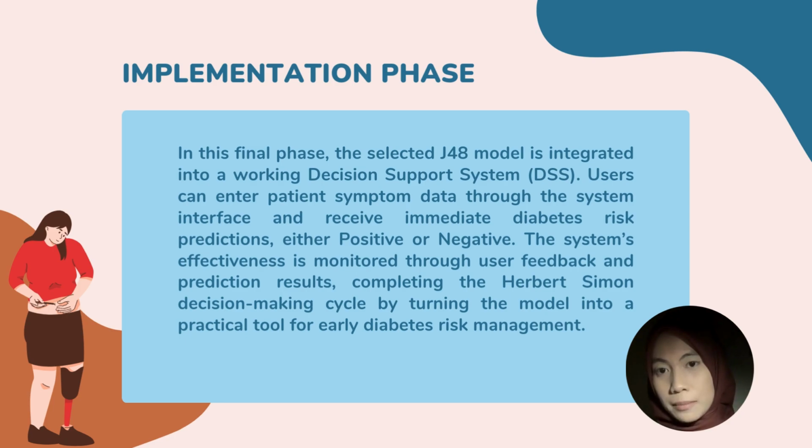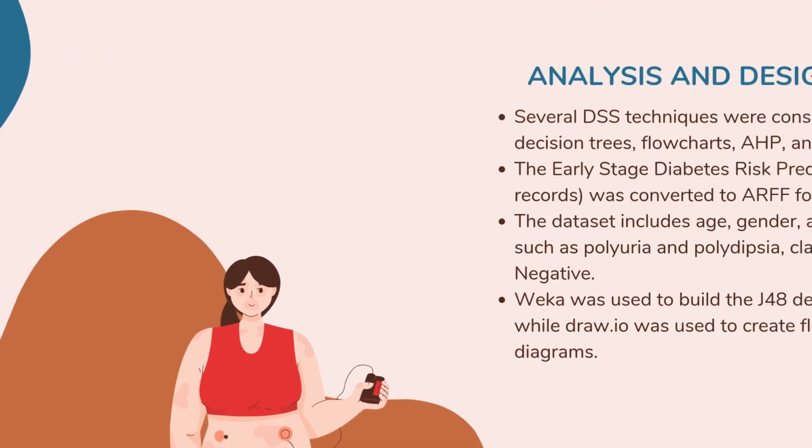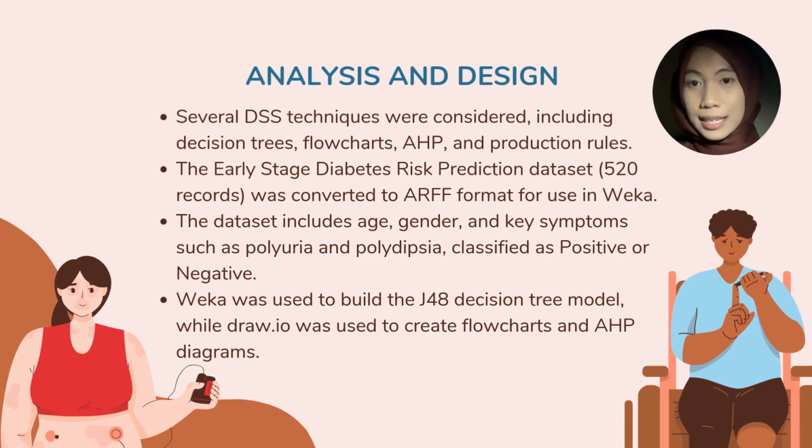This implementation phase completes the Herbert-Simon decision-making cycle by transforming the analytical decision model into a practical tool that supports early diabetic risk management and data-driven decision analysis and design. In this phase, we analyze several decision support system techniques, including decision tree, flowchart, the analytic hierarchy process, and production rules, to identify the most suitable approach for early diabetic risk prediction.